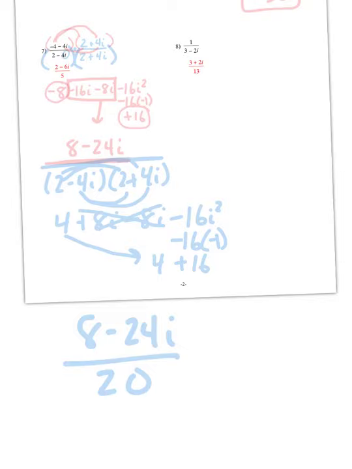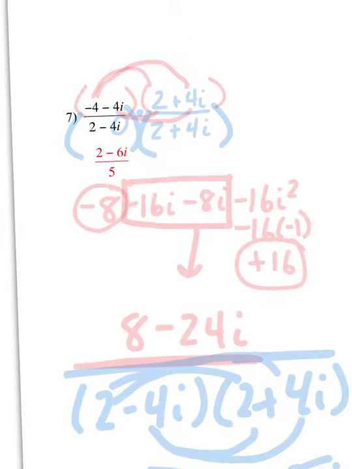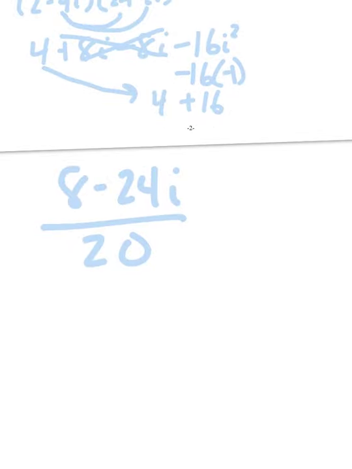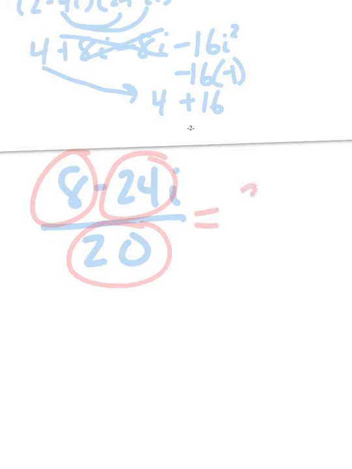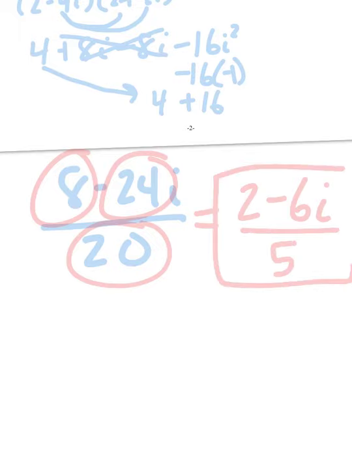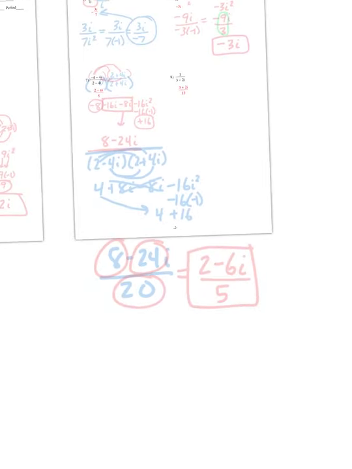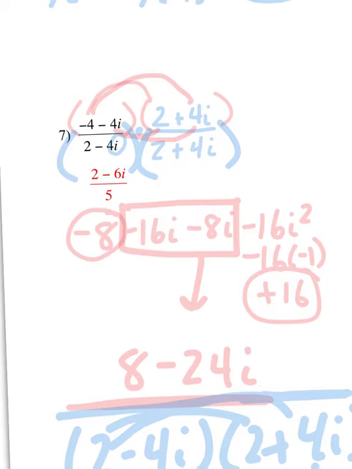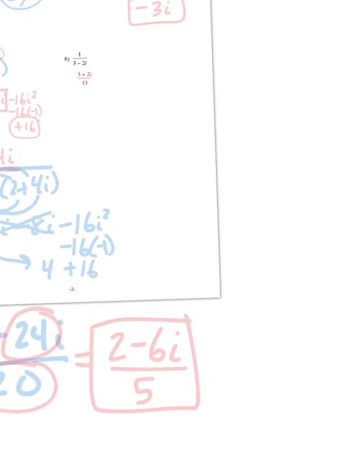Now that's not the answer that we see at the top here, so that must mean I can divide. What can go into 8, 24, and 20? The largest number I can think of is 4. So I'm going to divide everything you see there by 4. So 8 divided by 4 is 2. 24 divided by 4 would be 6, so that's a 6i. And then 20 divided by 4 would be 5. So this will be my simplified solution. And as you can tell, that is the solution that we have. So 2 minus 6i over 5.